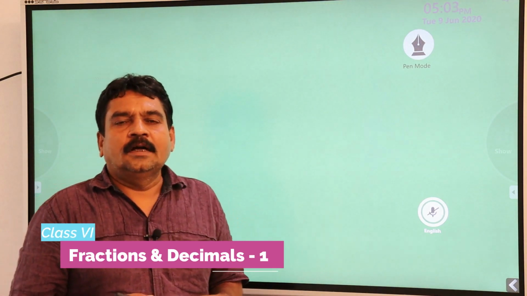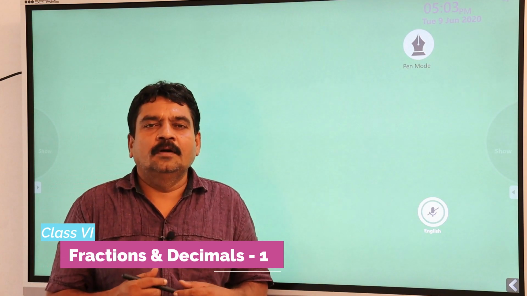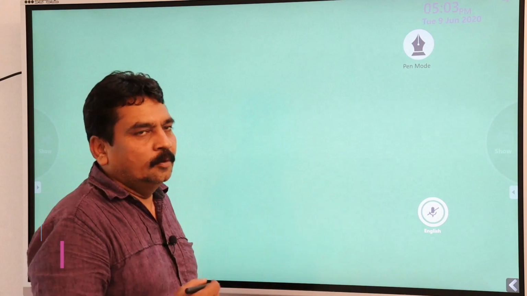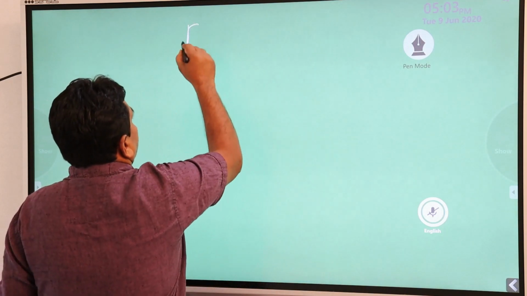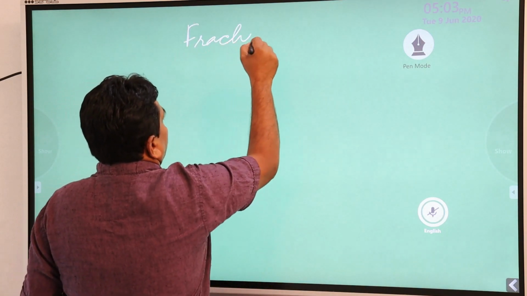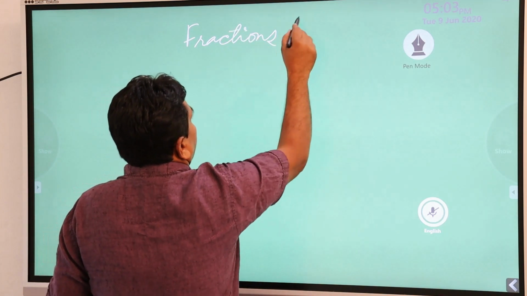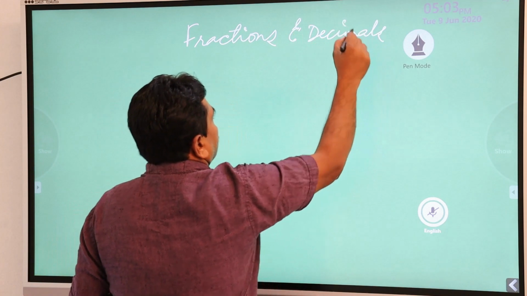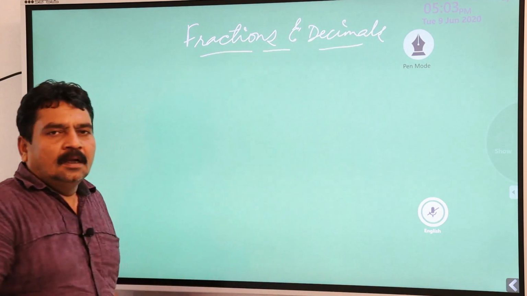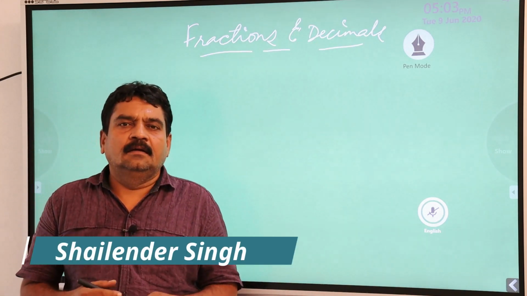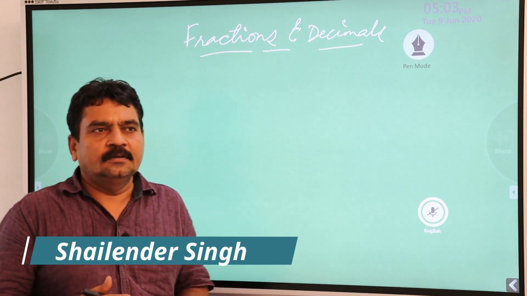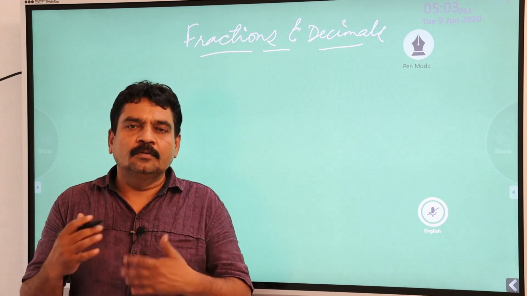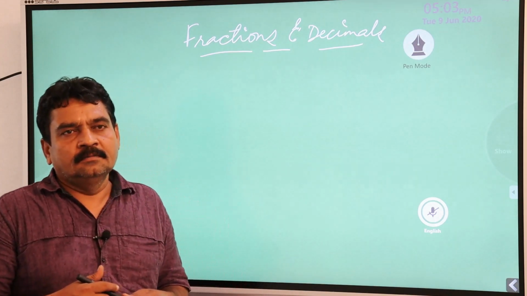Today we are going to start a chapter called Fractions and Decimals. I'll write it down on the board. Fractions and decimals. We'll take care of Telangana's textbook chapter called Fractions and Decimals. Later on we'll do the IIT Foundation syllabus.